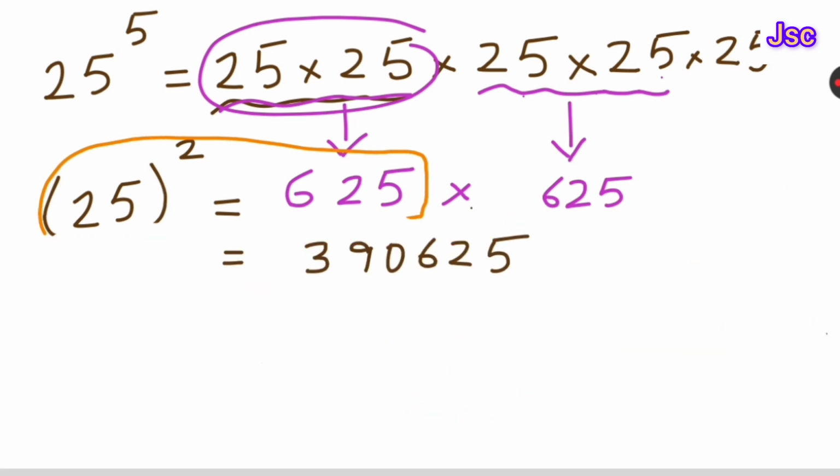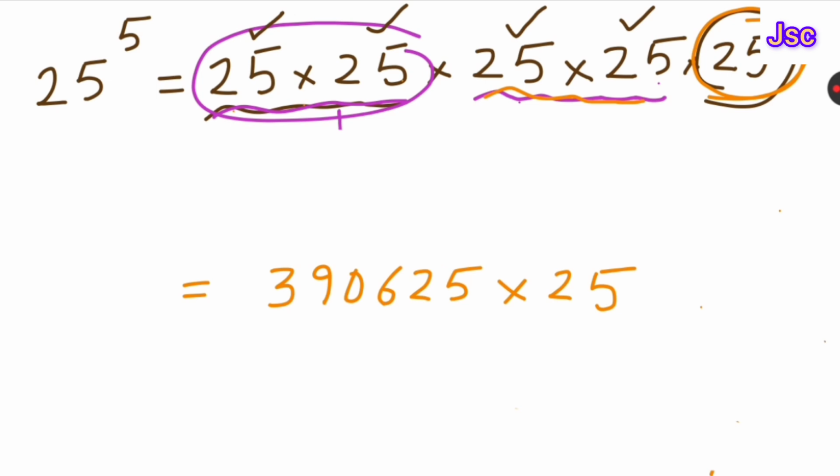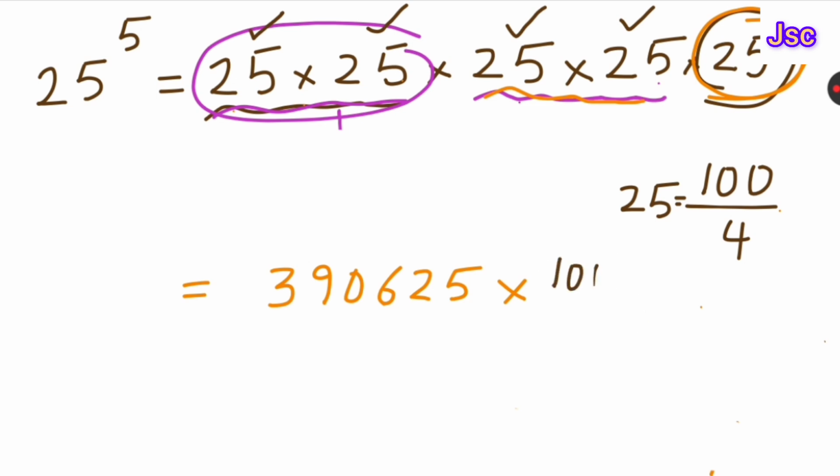So we are done with 25 times 25, again 25 times 25. Still we have this 25. So now again we need to multiply by this 25. And we know that 25 is nothing but 100 over 4, isn't it? So instead of 25, I am going to write 100 over 4. So instead of multiplying by 25, we can divide by 4, which is very easy. Let's do it.